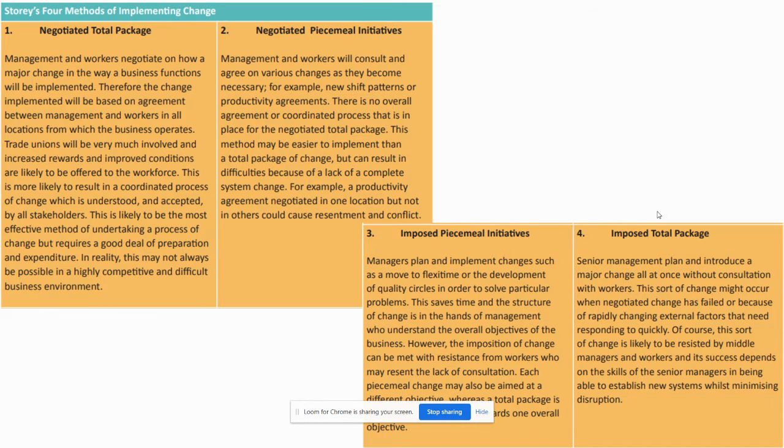I'm going to talk very briefly about these. I'm not going to read them to you. What I'm going to do is I'm going to tell you a couple of key points, then I'm going to tell you to pause the video and have a read of them afterwards. But we've got four methods of implementing change. It's important to know these sorts of things.